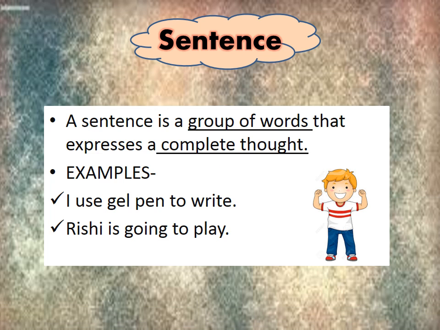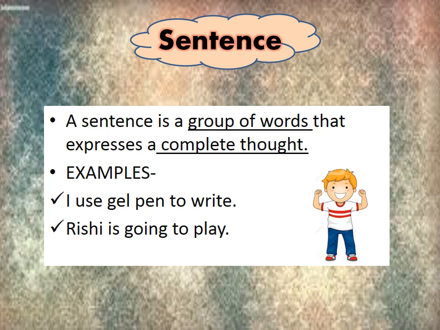Now let's see the definition of sentence. A sentence is a group of words that expresses a complete thought. It means the sentence expresses a sense, a meaning. It should be meaningful. For example, I use gel pen to write. Rishi is going to play. These are groups of words. These groups of words express meaning. They express a complete thought.